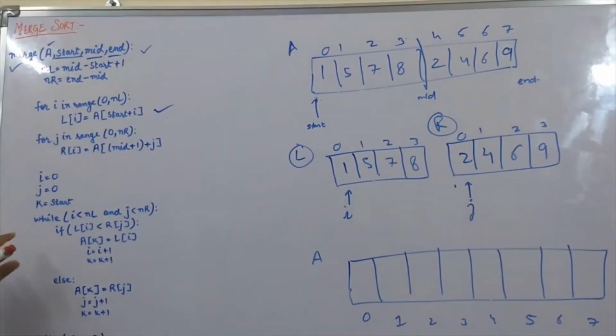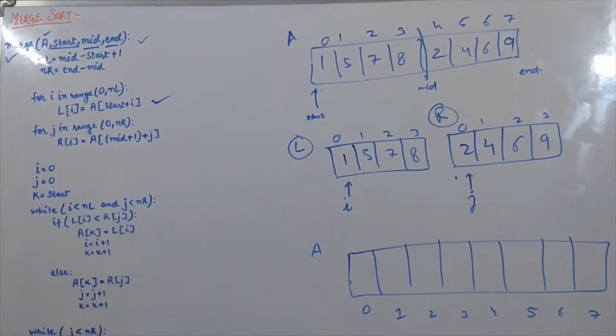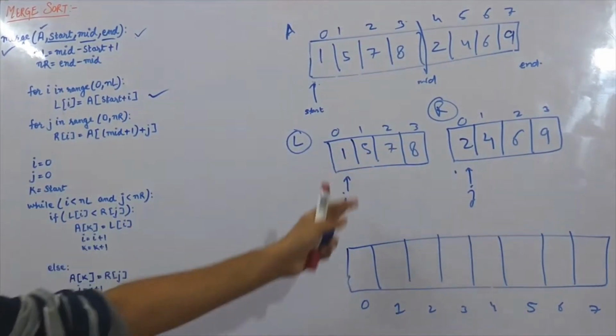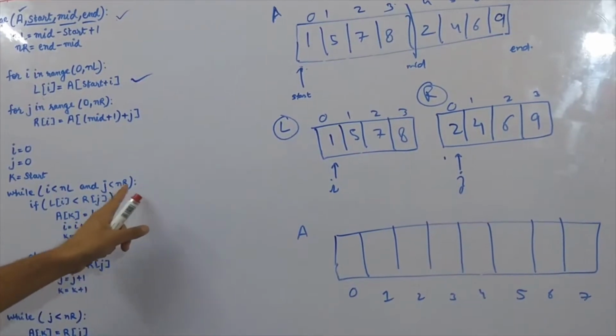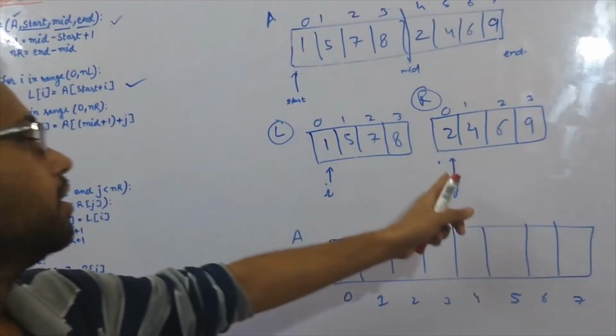So what we will do in this first step, while I is less than NL, I is less than 4, the present value of I is 0 and it is less than 4, and j should be less than NR, and j is less than 4.